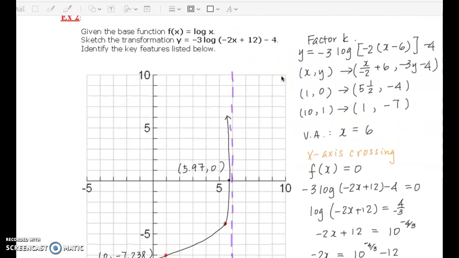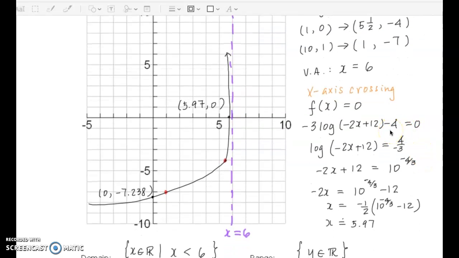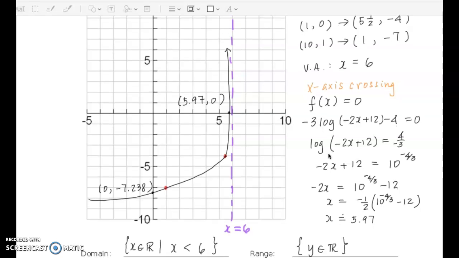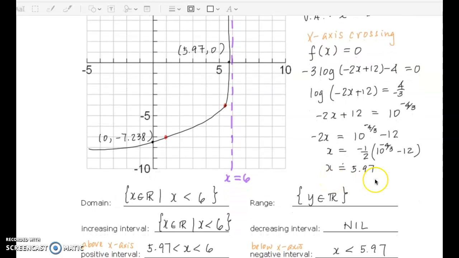To find the x-intercept, you have to let y or f(x) itself equal 0. So plug in 0 into your equation. We are trying to isolate x here. So first, -4 goes to the other side, 4, divide by -3. To get rid of the log, you have to write this in exponential form. So you have 10 to the power of -4/3 equals -2x plus 12. Solve for x, it's about 5.97.